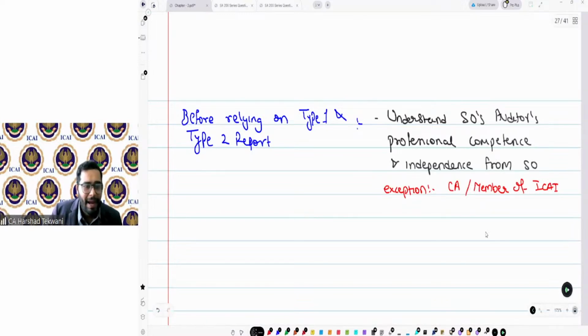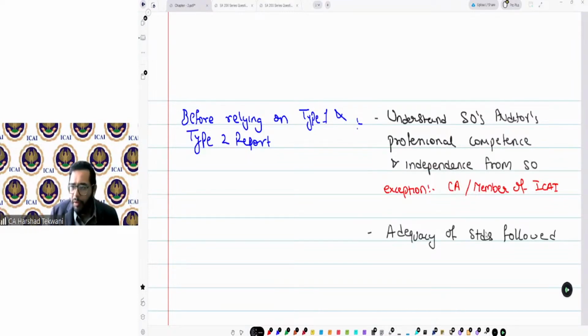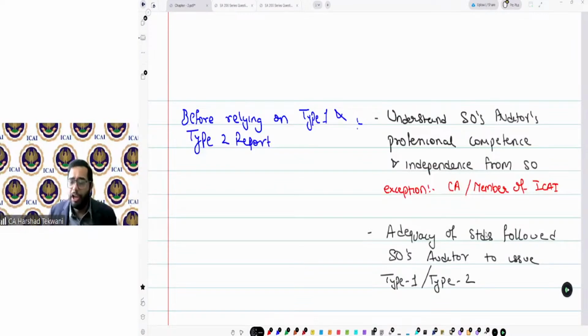Number 2, I need to understand the adequacy of standards followed by the service organization's auditor to issue the type 1 or type 2 report. What standard is he following? In India, we have the Standards on Auditing issued by ICAI. What is there in Afghanistan? Whether they are following international standards or not following any standards. That is something we need to understand.